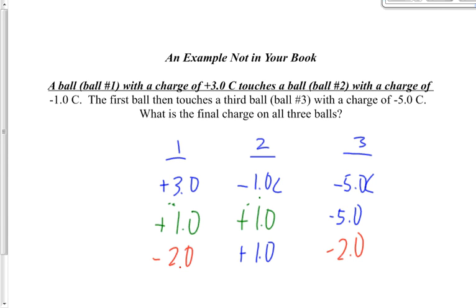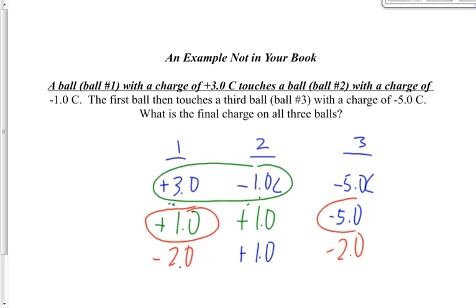So these two touch each other, become +1 and +1. These two touch each other, become -2 and -2. Let's just do a final little check to make sure that everything is good according to the law of conservation of charge, that the total charge will remain the same.